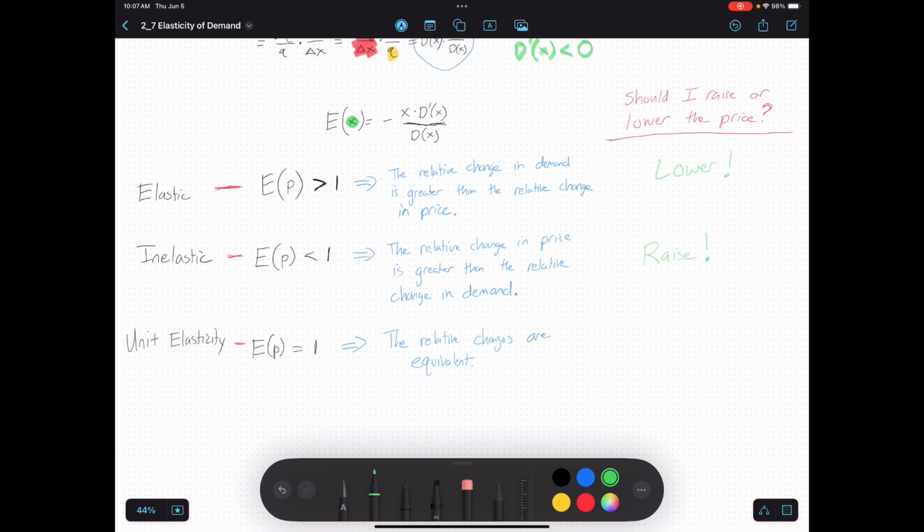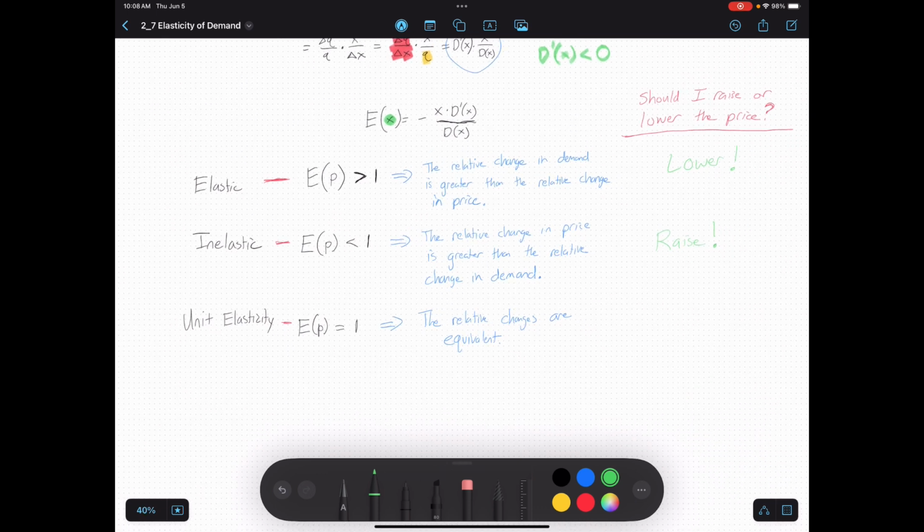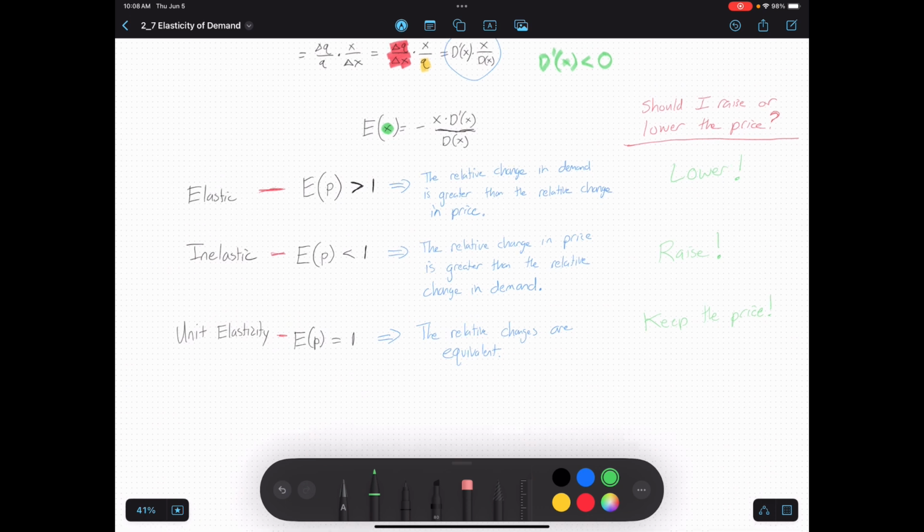Because similarly, if I try lowering the price, it isn't going to make that much difference. I'm not going to get that much more demand by lowering the price because the relative change in demand is smaller than the relative change in price. That leads us to our last scenario, unit elasticity. If I end up with an elasticity of 1, what should I do? Well, you can probably guess I should just keep the price the same. That means I've reached the optimal price that's going to optimize my revenue.